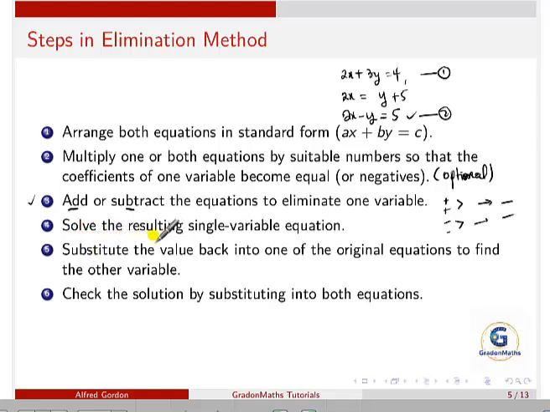Now, solving the resulting single variable equation. That's the next thing. Then substitute the value back into one of the original equations to find the other variable, and then we can do the last check: check the solution by substituting into both equations to see if the answers really are true. Okay, so let's begin with some examples.